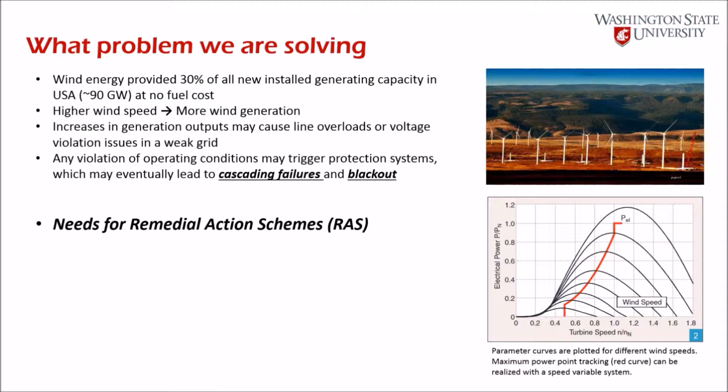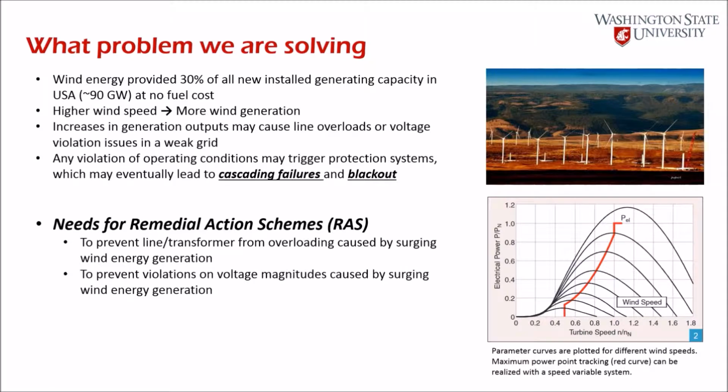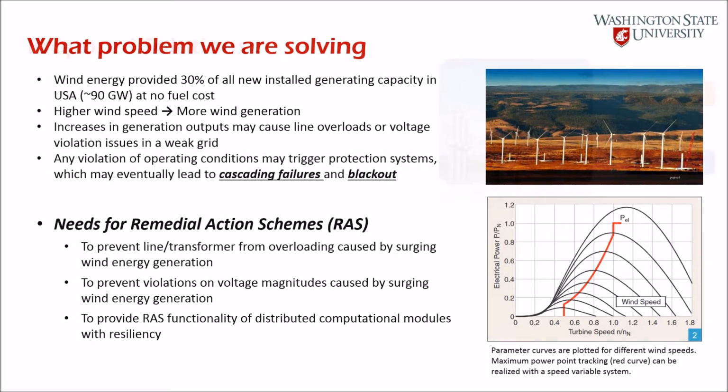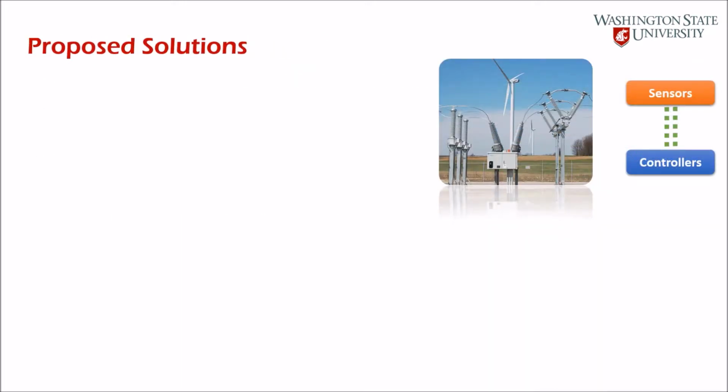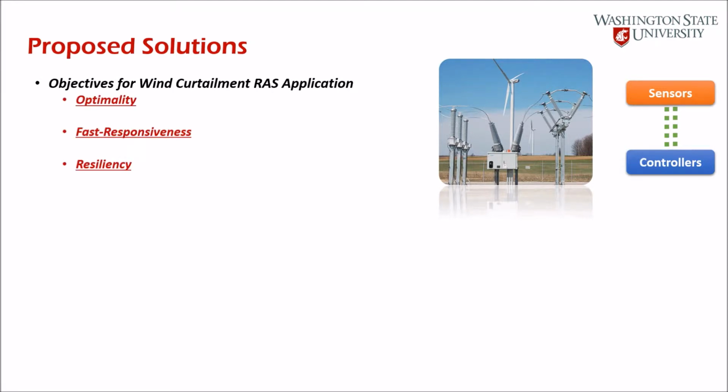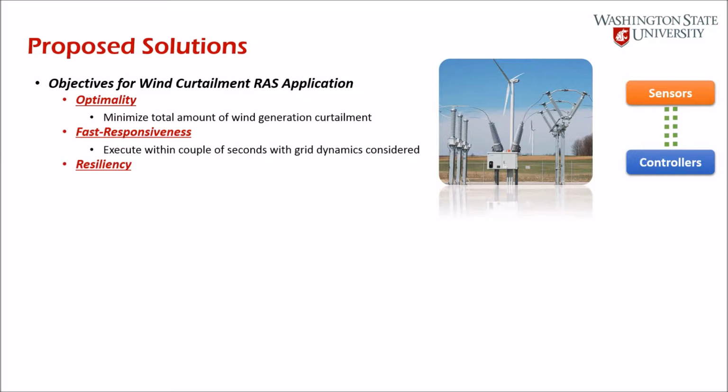Our proposed RAS is designed to prevent overloading conditions on any lines or power transformers, to prevent voltage violation issues, and also to provide RAS functionality of distributed computational modules with resiliency. Our objectives for the wind curtailment RAS application consist of three major aspects: optimality, fast responsiveness, and resiliency. To achieve that, we develop the RAS application to minimize the total amount of wind generation curtailment, to execute within a couple of seconds considering grid dynamics, and to provide energy to critical loads even in extreme failures.